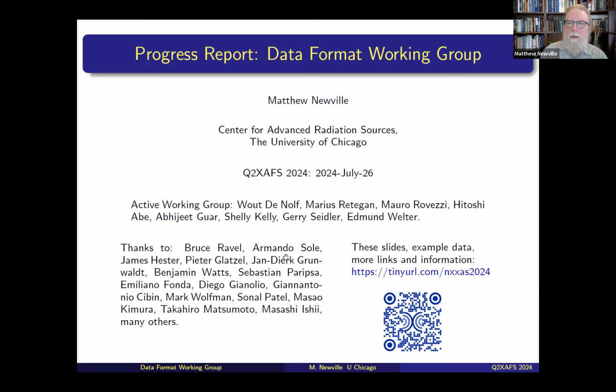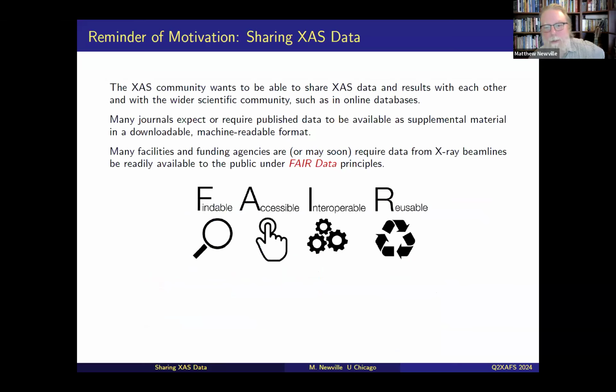So this report is really the work of all of these people, and I'm just going to present some history and then some recommendations we have for data formats. I think we've made good progress on getting multi-spectra files, or data sets, ready to be shared. Just as a reminder, the motivation for this is that as the XAFS community, we want to be able to share XAFS data with each other and with the wider scientific community, including online databases, but also supplemental information, and getting data into machine readable formats so that machine learning algorithms or extreme novices can use our data without having to be experts in the field.